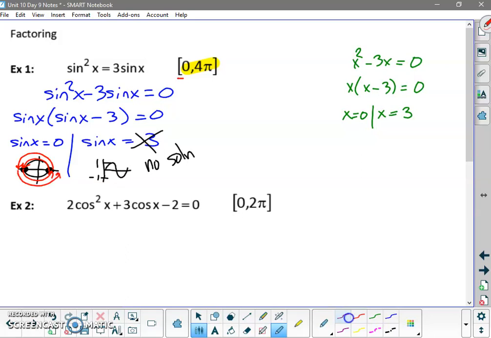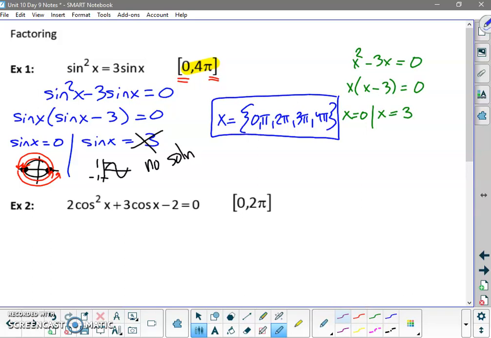Now, what's very important is that you notice the brackets, so that is inclusive. So my solution would contain all of those angles: 0, pi, 2 pi, 3 pi, and 4 pi. Sometimes what you'll see here is parentheses, or you might see a less than symbol, so you wouldn't include maybe one or either of those end values.